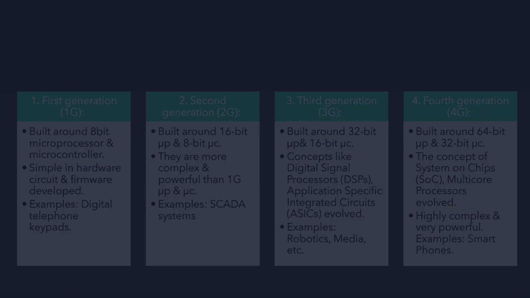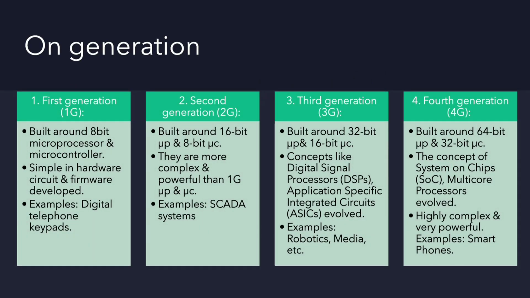Detailing on generation, we have the first generation or 1G. They are built around an 8-bit microprocessor and a microcontroller. They are simple in hardware circuit and firmware developed. The examples are digital telephone keypads. The second generation or 2G are built around 16-bit microprocessors and 8-bit microcontrollers, and they are more complex and powerful than 1G. Examples for the second generation are SCADA systems.